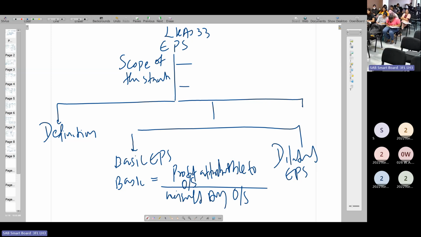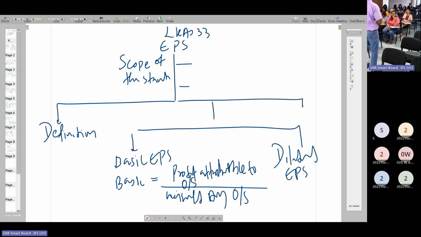Right, okay. Basic EPS equals profit attributable to ordinary shareholders divided by weighted average number of ordinary shares. Why did I write weighted average number of ordinary shares? Because the number of ordinary shares can change. Let's say there is a new issue of ordinary shares. There can be a bonus issue. There can be a rights issue. During the period, there can be a change. Therefore, we should get the weighted average number of ordinary shares.